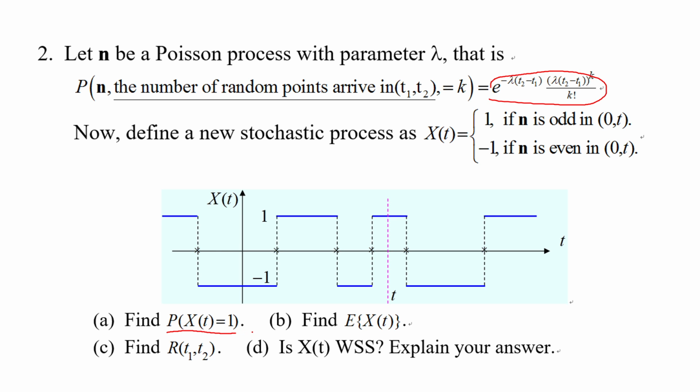that X(t) equals 1. And we know that when X(t) equals 1, N is odd in the range between 0 and t. So we can just add the probabilities of all the circumstances where N is odd. It means we need to add the probability of N equal to 1, the probability of N equal to 3, the probability of N equal to 5, and so on. When we add all this, we can calculate the probability that X(t) equals 1.